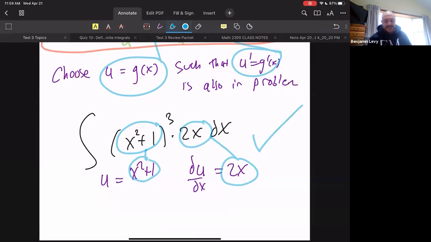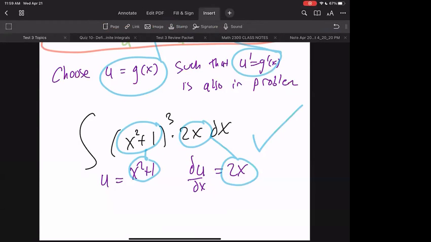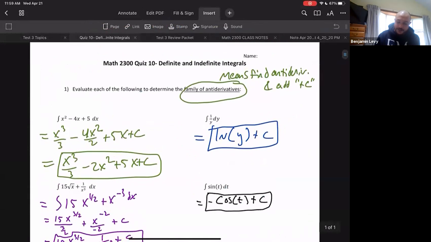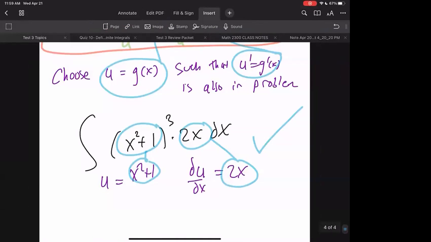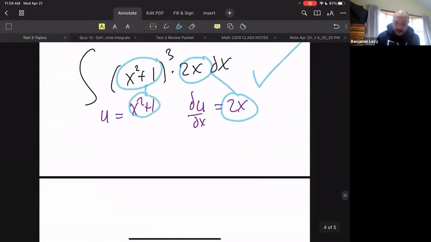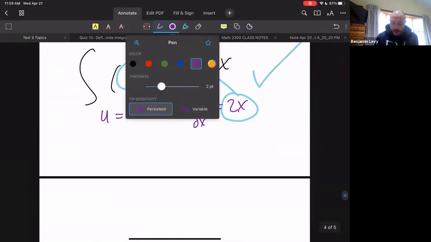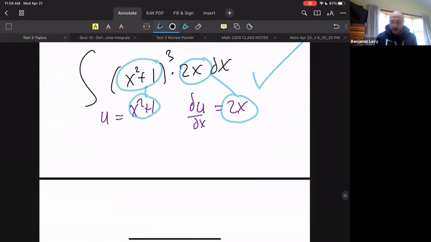Make sure when you get the derivative of what you picked, it's still in the problem too. Yeah, to explain further, like you said, a good one means the derivative's also in there. So yeah, let's keep going with it.